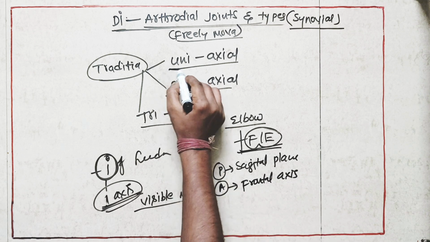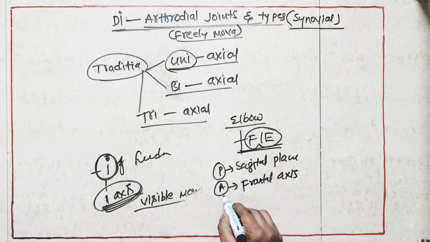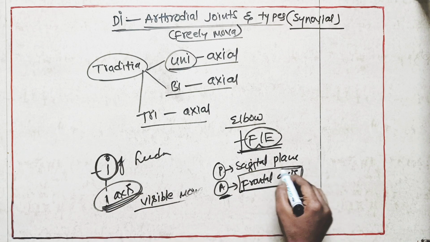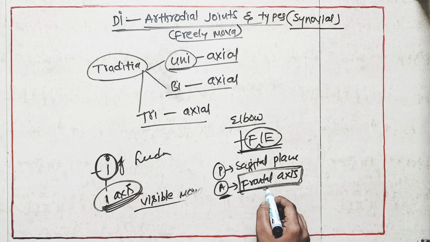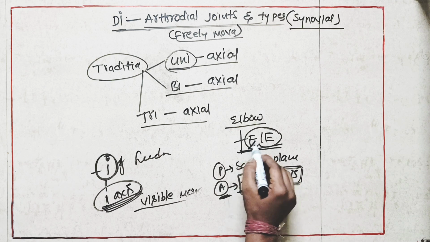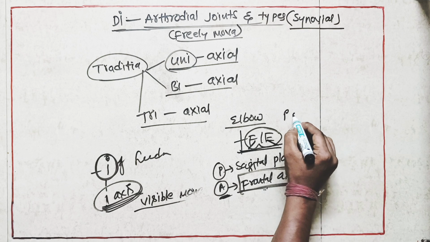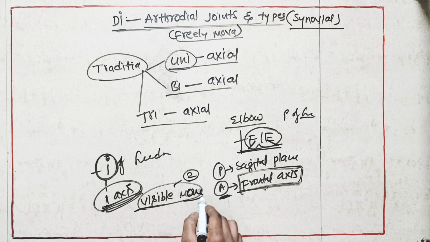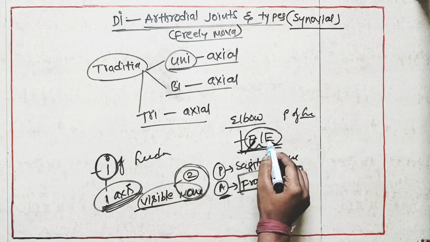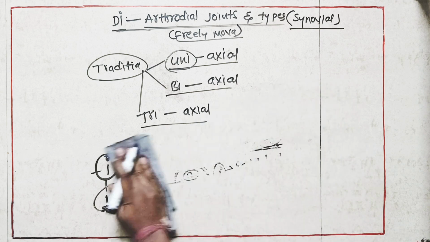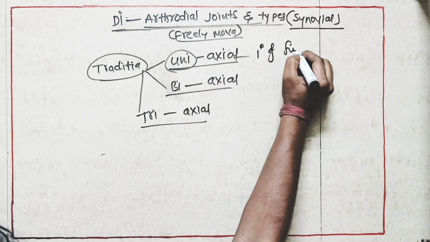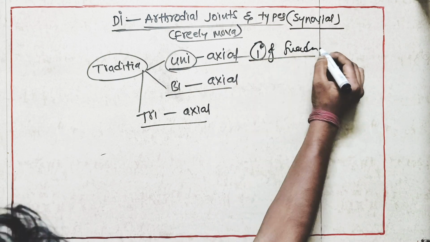So uniaxial means only one axis. For example, the elbow joint has only the frontal axis. In this frontal axis, the movements we have are flexion and extension, so that is 1 degree of freedom. If one axis is there, visible movements will be only two: flexion and extension. On that basis, uniaxial means one axis, 1 degree of freedom, and two movements are possible.